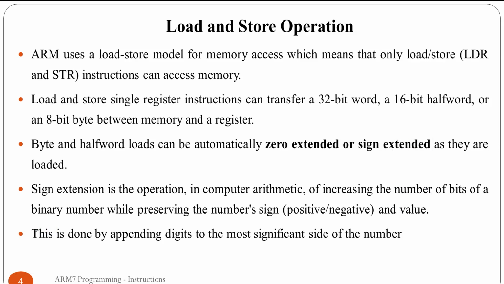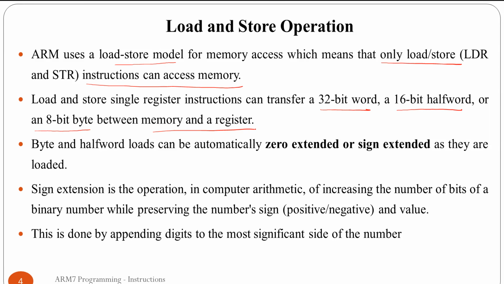Now in this tutorial we are going to study load store instructions. First of all we'll study what is meant by load and store operation. In ARM we have a load store architecture. What does it mean? To access memory we can use only these two instructions, load and store. So ARM uses a load store model for memory access, which means that only load store instructions can access memory. Load and store single register instructions can transfer a 32-bit word, a 16-bit half word, or an 8-bit byte, between memory and register.